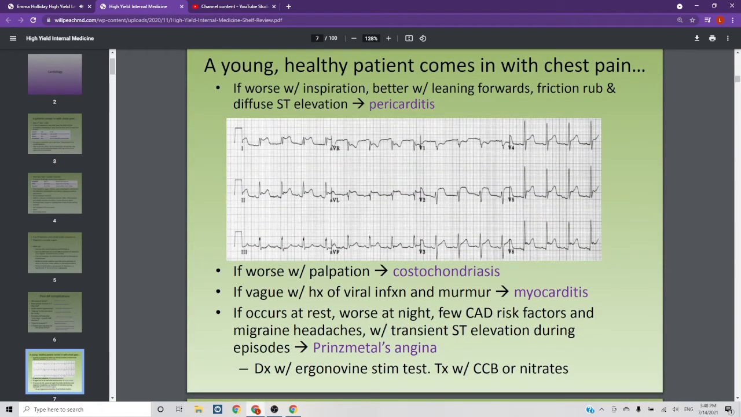Okay. So now I've got a young, healthy patient, and he's got chest pain. Now we do an EKG, because that's what we always do, right? Best first test for chest pain, and we see this. And I don't know if it's big enough, but can anybody tell me something characteristic about this EKG?